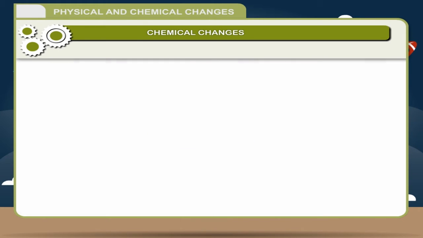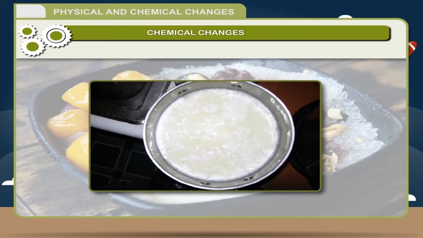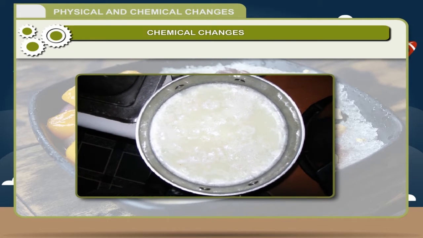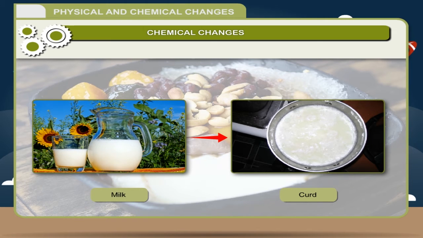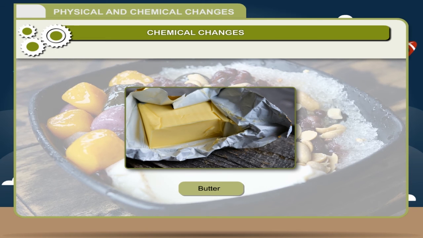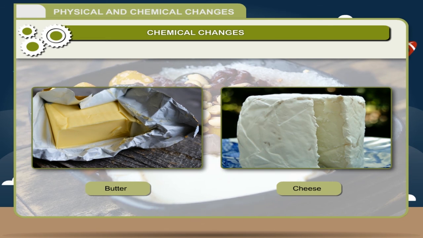Curdling. Through curdling process, a liquid is converted to semi-solid substance. Formation of curd from milk is an example of curdling. It is an irreversible process. Similarly, production of butter, cheese is done through curdling.